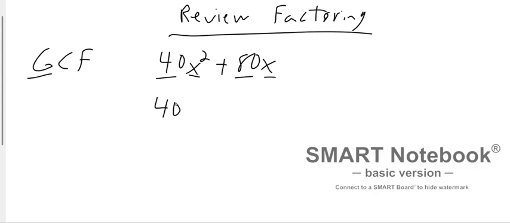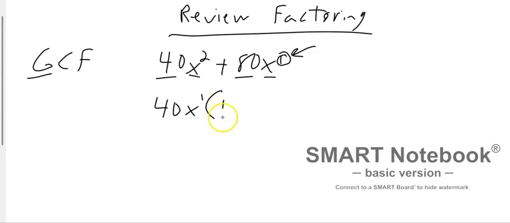X squared next, there's a little secret here. You want to actually pick the smallest exponent because that's the most we can take out. Okay, we can take 1 from 2, but we can't take 2 from 1. So we cannot factor out an x squared because there's not enough x's here. So the biggest amount, the greatest amount of x's we can take out is just 1x, x to the first power. And then we just divide.